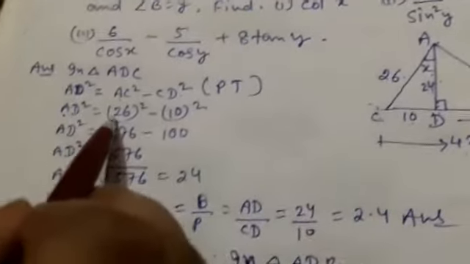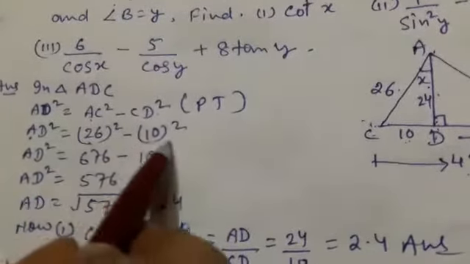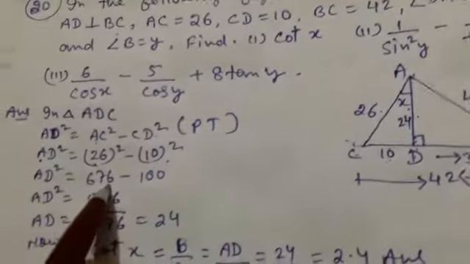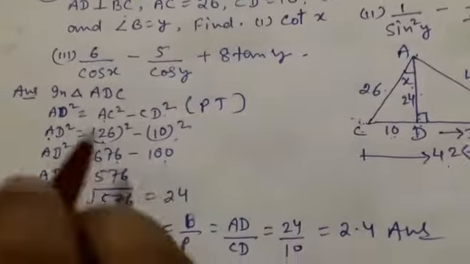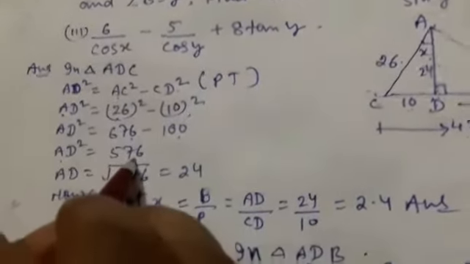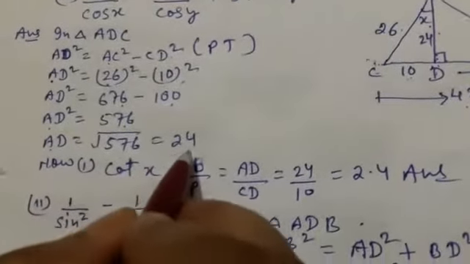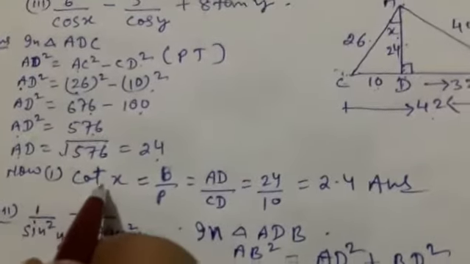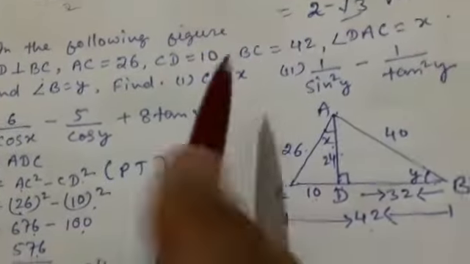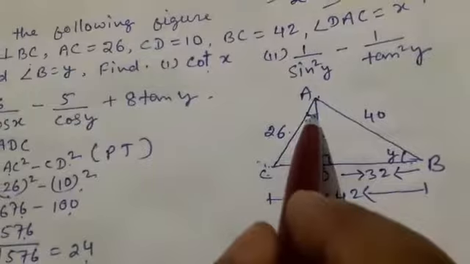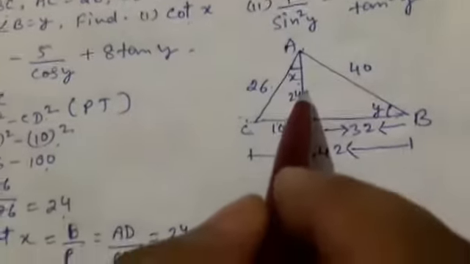So AD square is equal to 26 square minus 10 square. So AD square is equal to 676 minus 100. So AD square is equal to 576. So AD is equal to root over 576, that is equal to 24. Now what is the value of cot X? Let us see. Cot X, according to this angle, this will be perpendicular and this will be base.